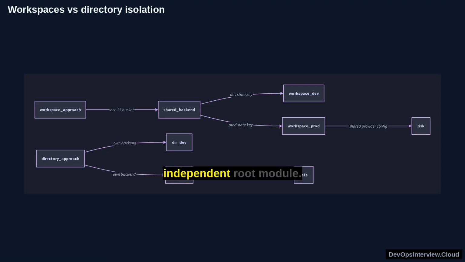Each directory is an independent root module. There's nothing to select. You're either in the prod folder or you're not. Workspaces do have a legitimate use case: short-lived feature environments within a single account, where you want 10 near-identical environments from one config. But for account-level isolation across 20 accounts, directories win every time.